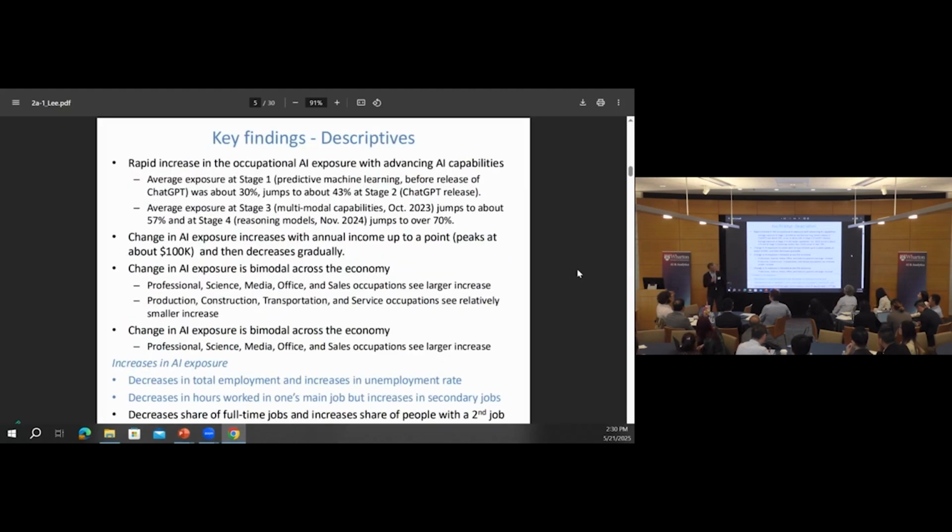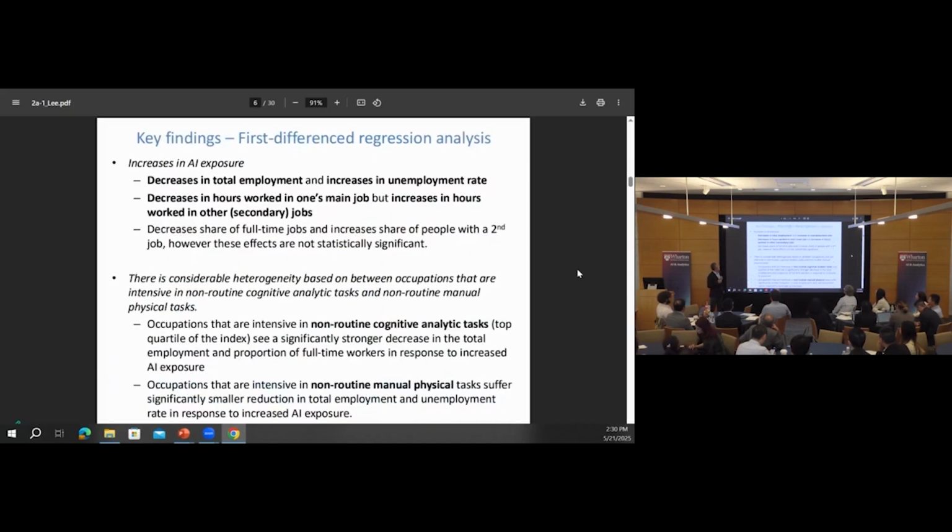We just checked right before, but this is ultimately the key finding: AI exposure decreases total employment, increases the unemployment rate, and another nuanced finding is that it's reducing hours worked in their primary job. We're seeing people taking up secondary jobs, part-time jobs. So it's something we hadn't thought of before, but as people are more exposed to AI in certain occupations, they're picking up additional income sources.